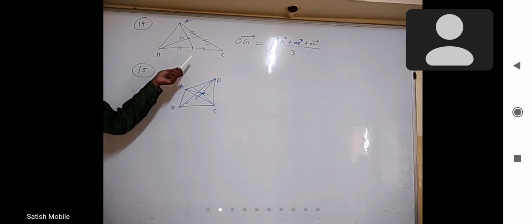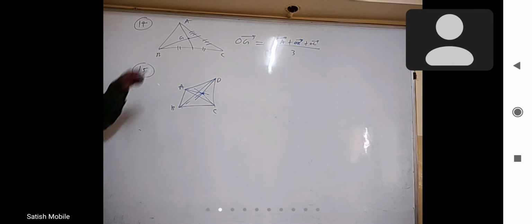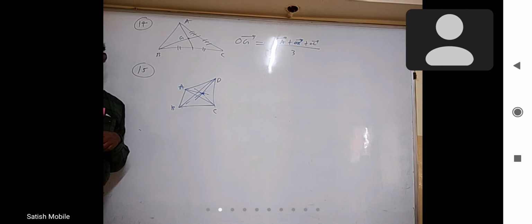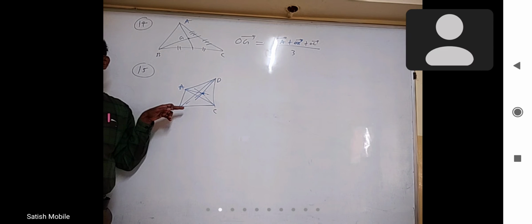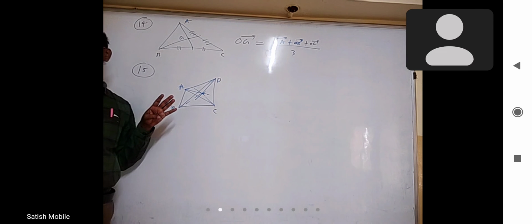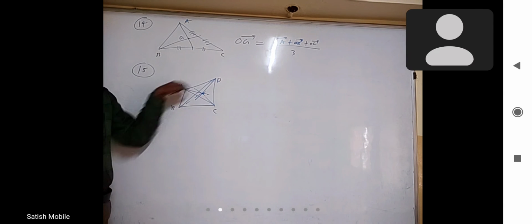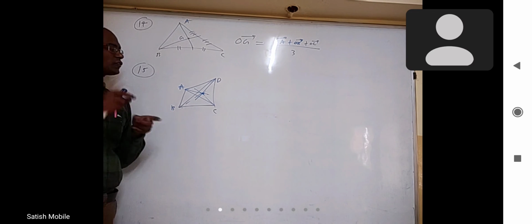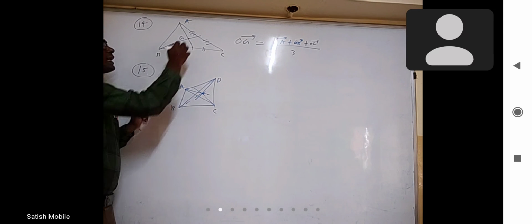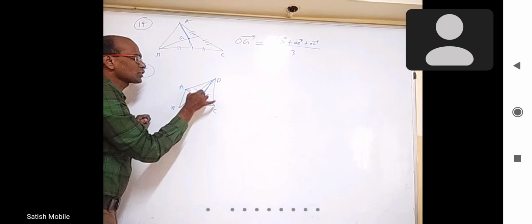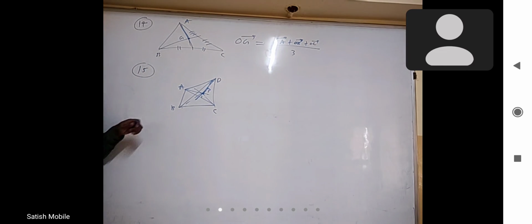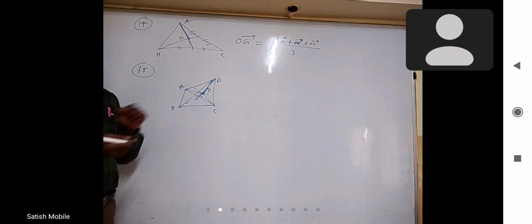Median of a triangle is different. Median of a triangle is a line joining one vertex to the midpoint of the opposite side. But what is the median of a tetrahedron? A line joining one vertex to the centroid of the opposite triangle. Like that, there will be 4 medians from each vertex to the centroid of the opposite face. Those 4 medians are concurrent. Like here, the centroid divides each median in the ratio 2:1. Here it will divide in the ratio 3:1. This will be 3 parts and this will be 1 part.